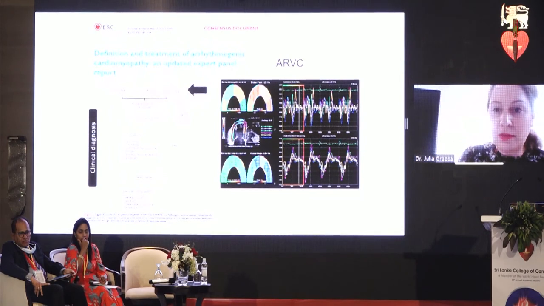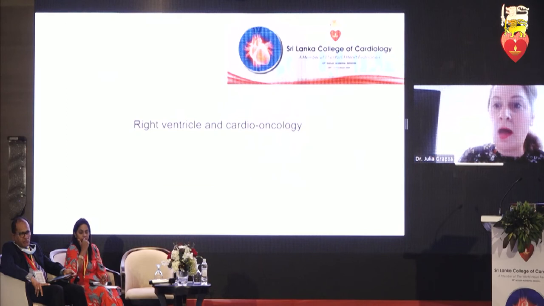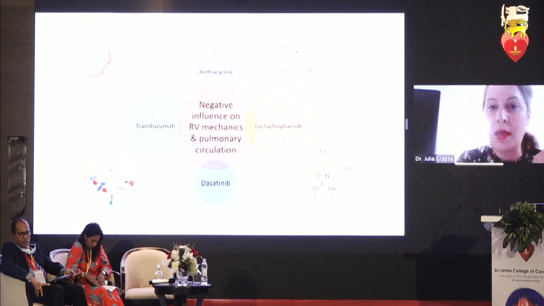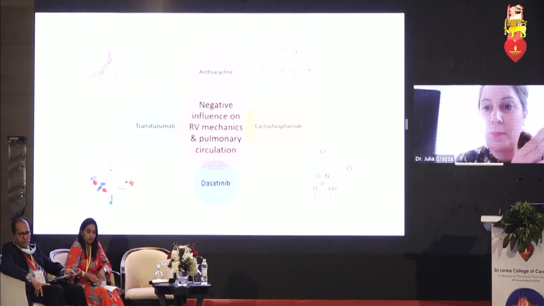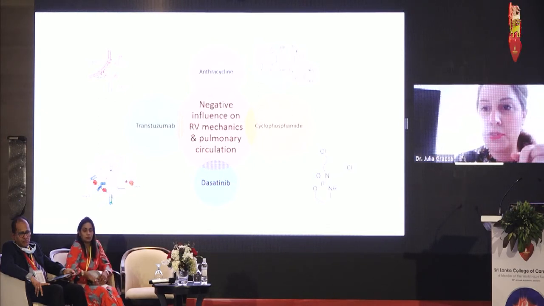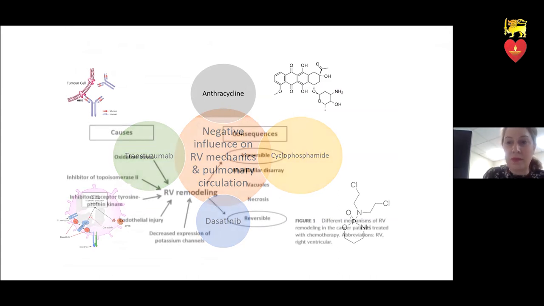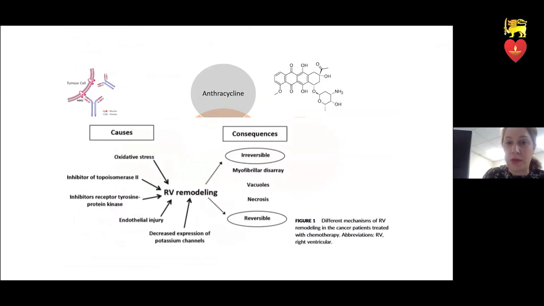Going further, and I'm soon about to finish, I want only to mention a rising subspecialty, cardio-oncology, and how the medication that we use in cardio-oncology will affect the right heart mechanics and pulmonary circulation. So we have four major medicines, anthracycline, trastuzumab, dasatinib, and cyclophosphamide, that will affect the right ventricle.